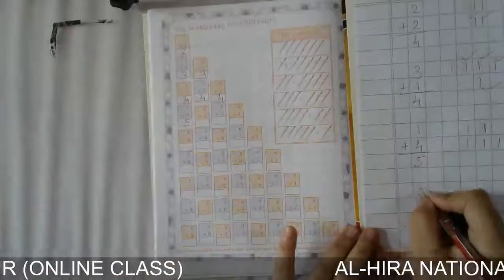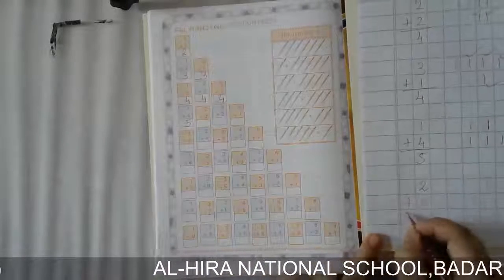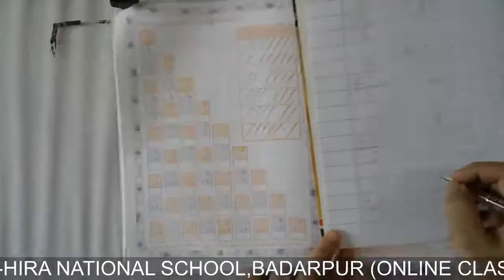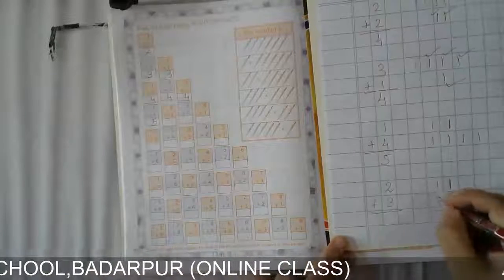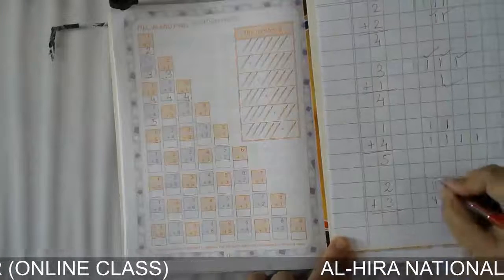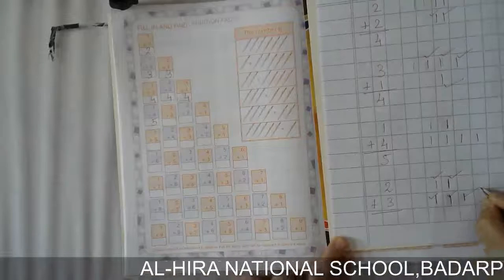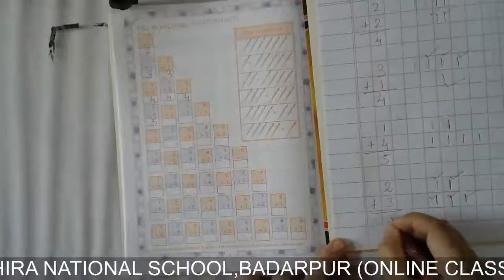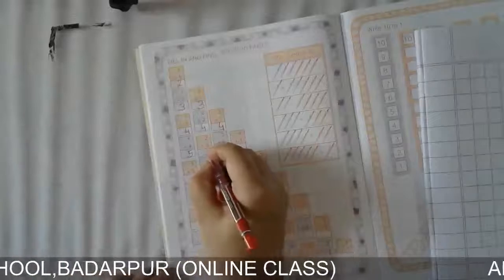Next, 2 plus 3. So here the number is 2. So here you put 2 lines. 1, 2. And the second number is 3. 1, 2, 3. Now count it all together. 1, 2, 3, 4, 5. So 2 plus 3, how much do we get? We get 5. So write here 5.